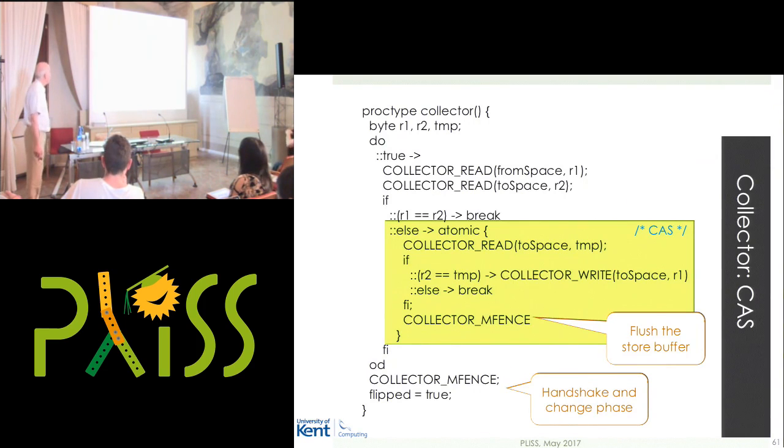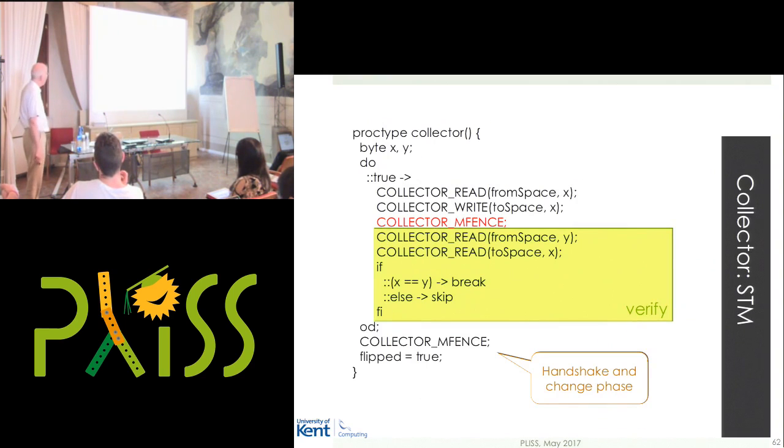Oh yes, here's the collector. The collector reads from space, reads to space. If the values are the same, we break. Otherwise, we do compare and swap. This is our implementation of compare and swap. We've got a fence in it, and this is the fence at the end of our phase. Now we've changed phase. So we can implement it for CAS, and that's all the code it takes.